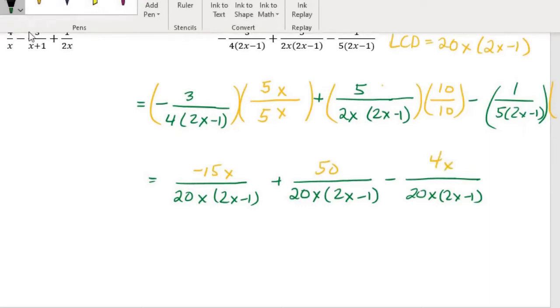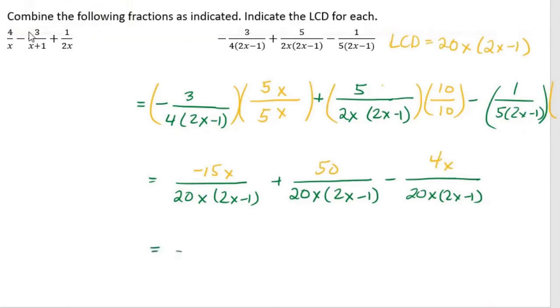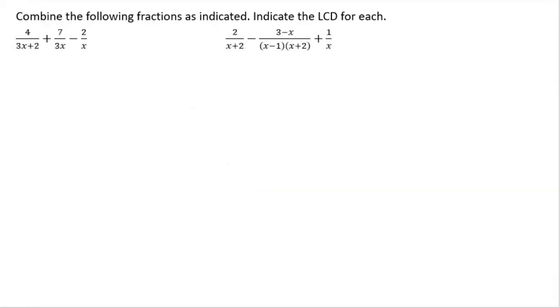And we know that we're almost done here. We'll write the fraction all over the same denominator. And in the numerator, I've got negative 15x plus 50 minus 4x. And I can actually tidy this up in one step by recognizing that I have like terms there. Negative 15 and negative 4 is negative 19. So I have negative 19x plus 50. And there's my final answer.